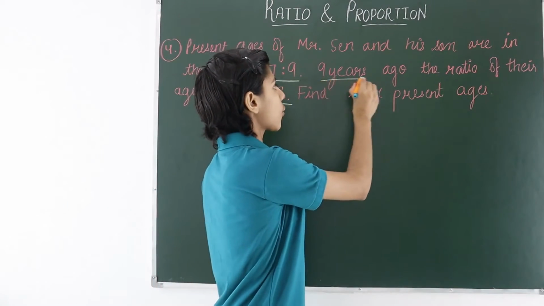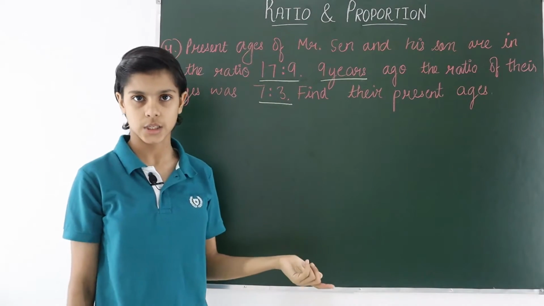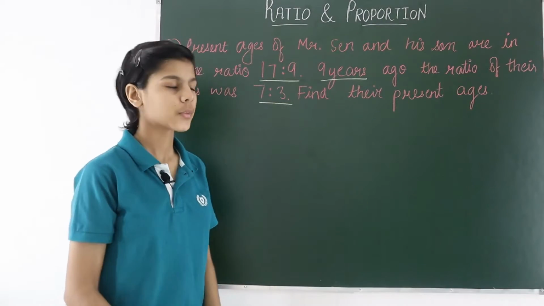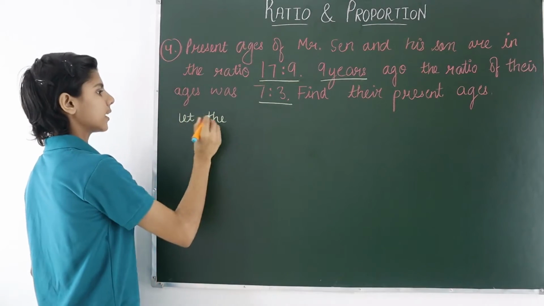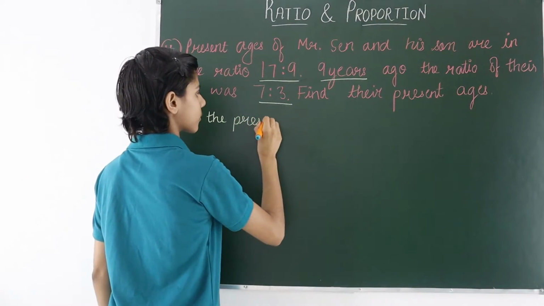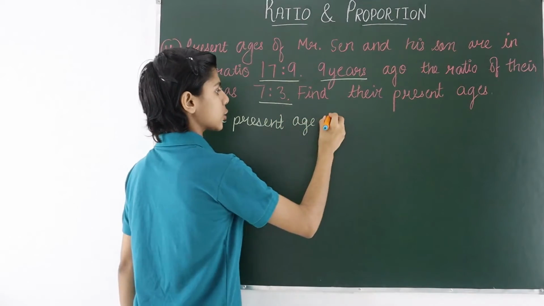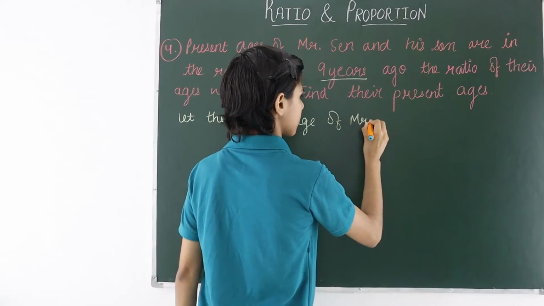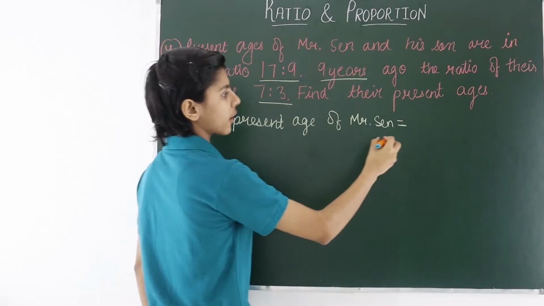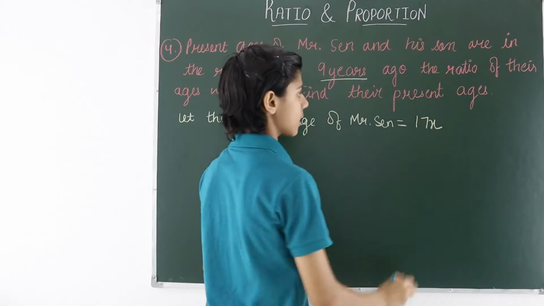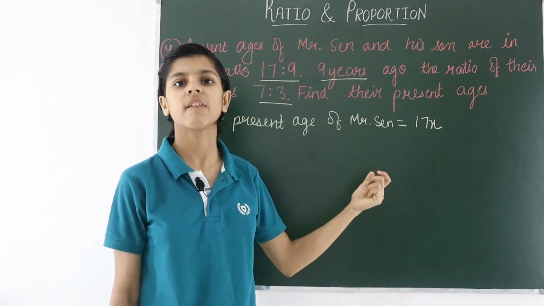So for solving this question, firstly I have told you earlier also that we are not having the present ages, so we will let them be x. So we will write: let the present age, because we are not having the present age, so we will let it. Present age of firstly Mr. San, the ratio is 17, so we will write here 17x. This much is the present age of Mr. San. We have let it.